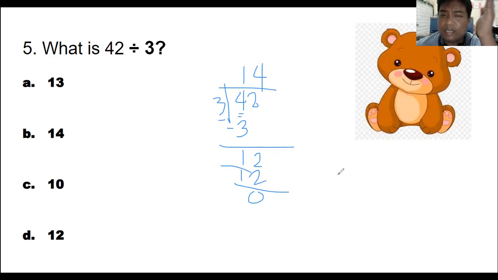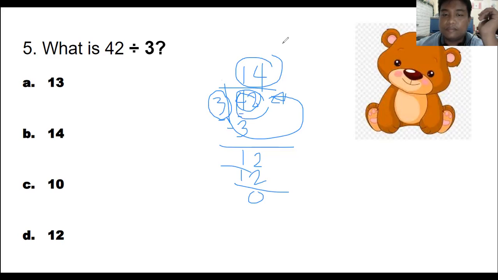So I taught you how to get the correct answer, no? So you have to multiply the result and the divisor, no? If the result will come up with the dividend, so your answer is correct. Okay, so let's see if the answer is 14. Okay, very good, no? 14.